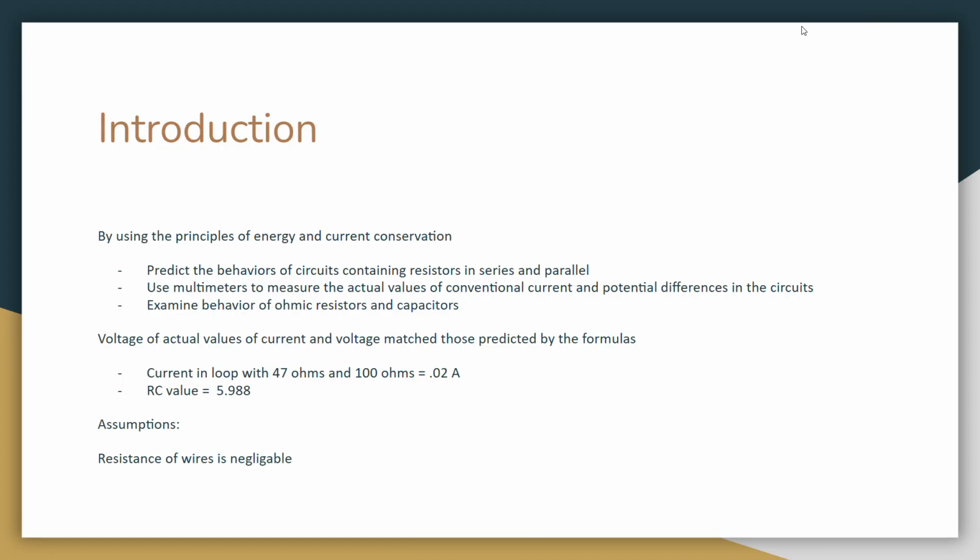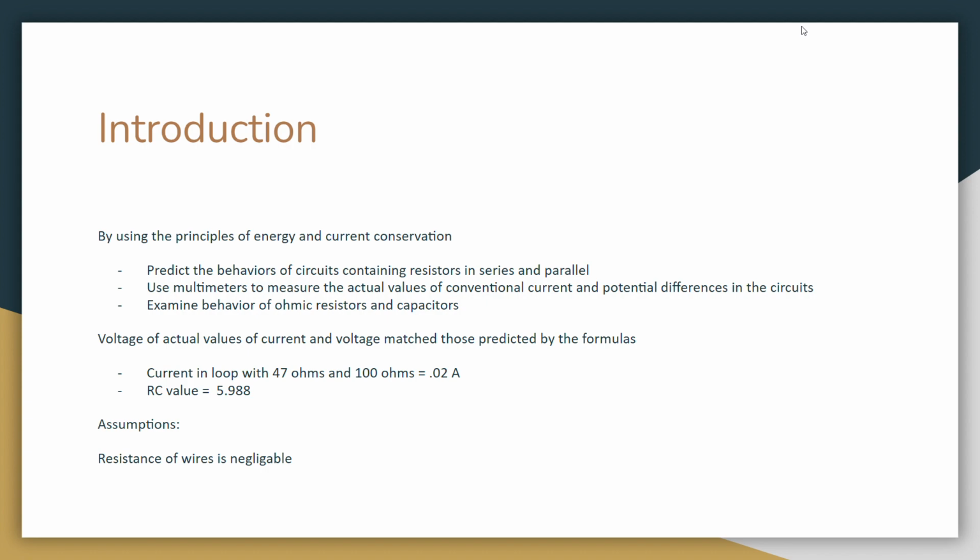So a little introduction into this lab. The purpose of the lab was to predict behaviors of circuits containing resistors in series and parallel, to use multimeters to measure the actual values of conventional current and potential differences in the circuits, and examine the behavior of ohmic resistors and capacitors. And then a little introduction for the results.